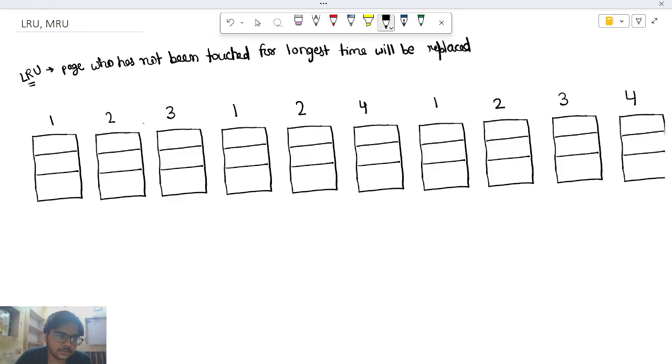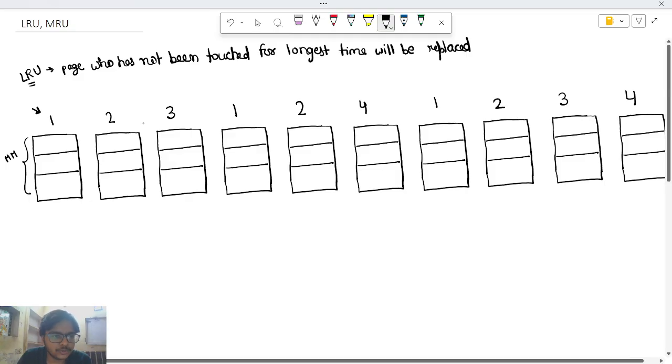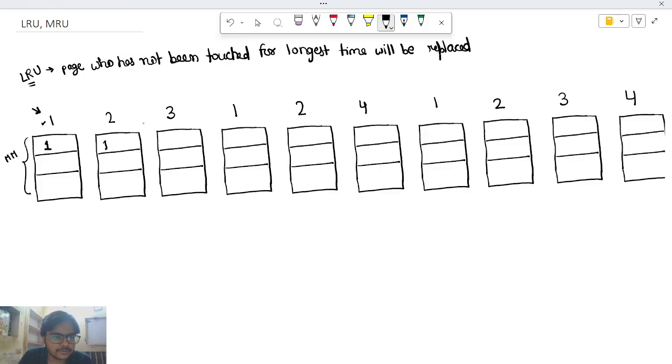So this is your page reference sequence, and your main memory has three frames. First the CPU requests the first page, so it will come here, and then it requests the second, it comes here, and then it requests the third, it comes here. Now it again requests 1, so 1 is already present, so there will be no page fault. Now here also you can see no page fault as the CPU requested 2 and 2 is already present. Now the CPU requested 4.